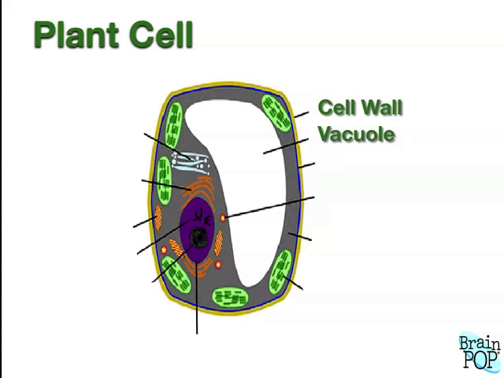Now, the third one is a little bit difficult to see, but it's this blue layer that's along the inside of the cell wall. Anthony? Cytoplasm. No. Abby? Cell membrane. That's the cell membrane. It's just inside of the cell wall.